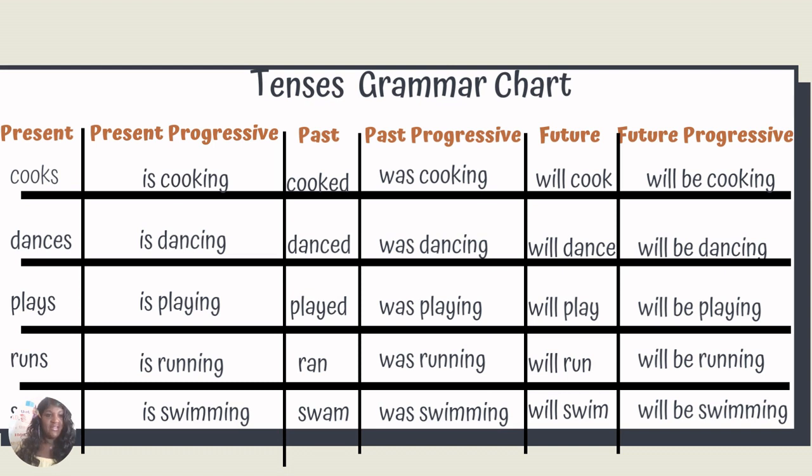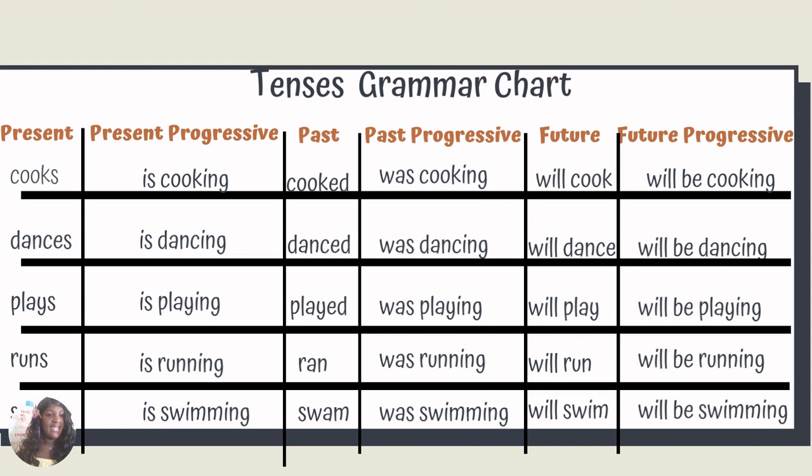Present for cook, cooks. Present progressive is cooking. Past, cooked. Past progressive was cooking. Future, will cook. Future progressive will be cooking.